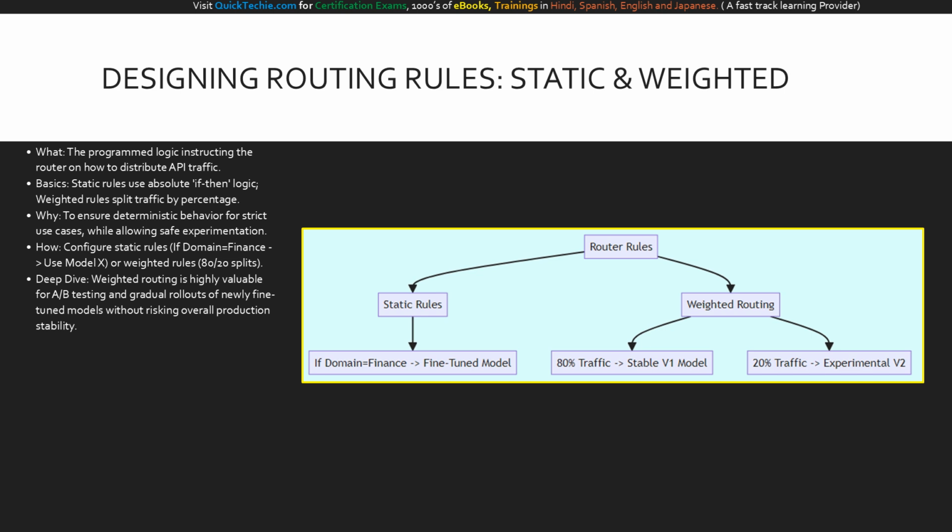Now, follow the right branch to weighted routing. Here, the traffic is intentionally split. We see one path sending 80% traffic to the stable V1 model, while the secondary path sends 20% traffic to experimental V2. This visual clearly distinguishes between absolute routing and proportional routing.